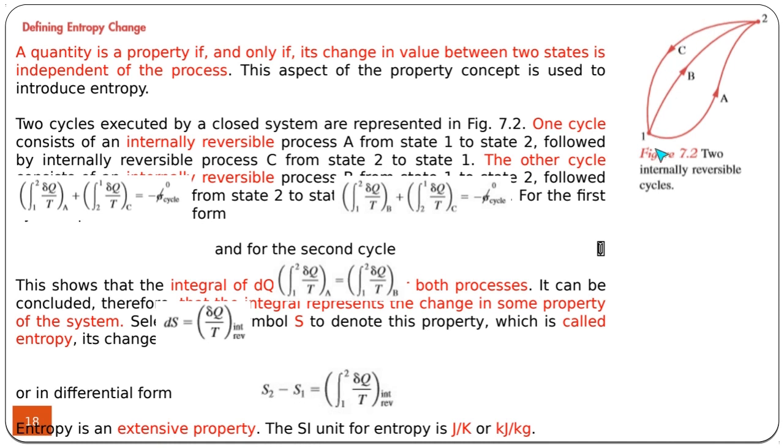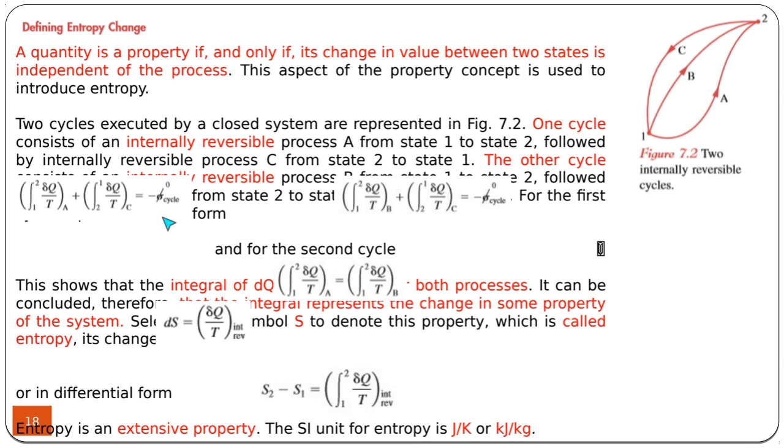And C is another process which can be reversible or irreversible. If you write the total change of the integral, remember that according to the Clausius inequality, the sum of the integrals of dq divided by T must be less than or equal to 0. It's equal to 0 if the processes are reversible, otherwise it's less than 0. So this is 1 to 2, this is 2 to 1, and it's equal to 0.